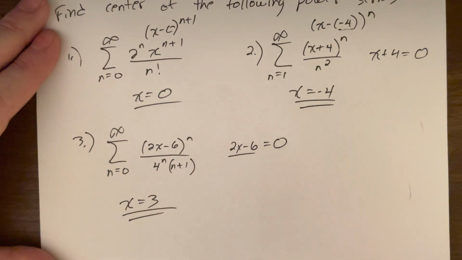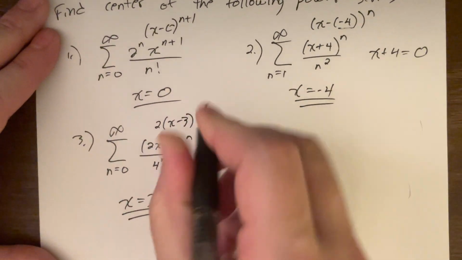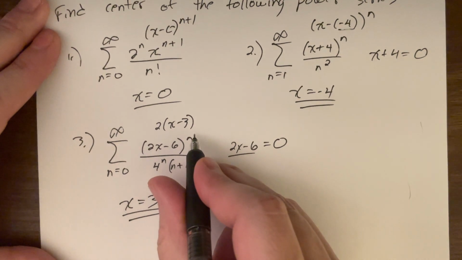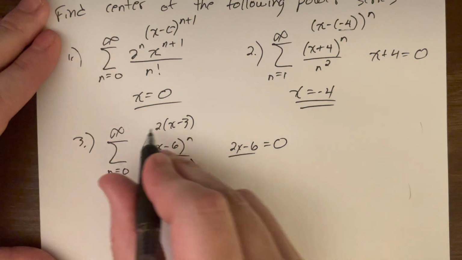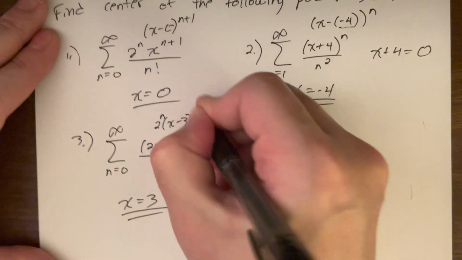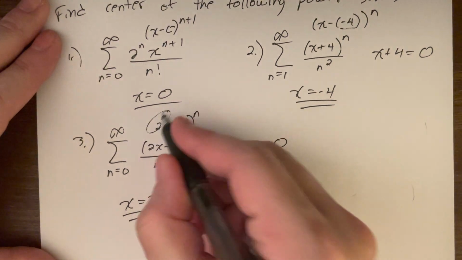But you could also play games here. You could factor out a 2 and be left with x minus 3. All of this is to the n power. So now that it's attached by multiplication, I can distribute that exponent n. So that 2 to the n, we can keep going now.